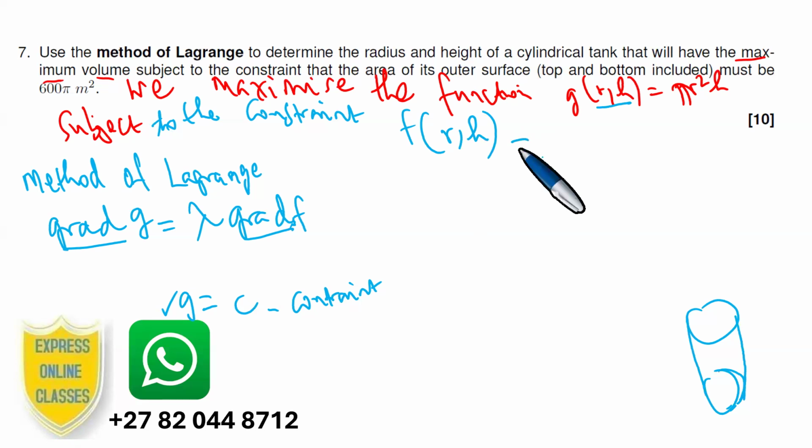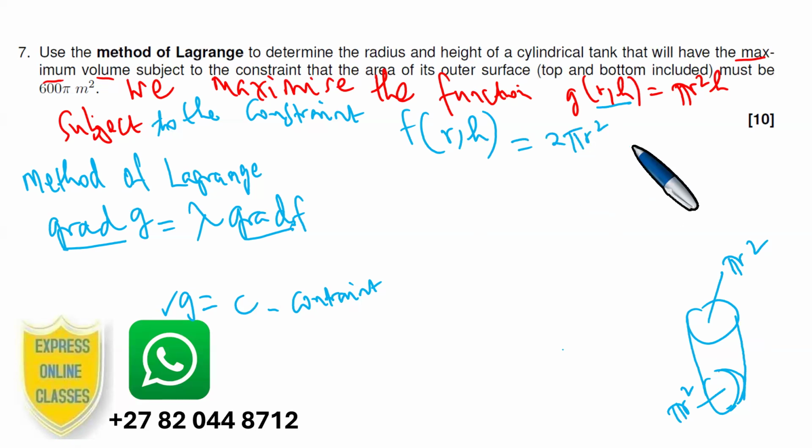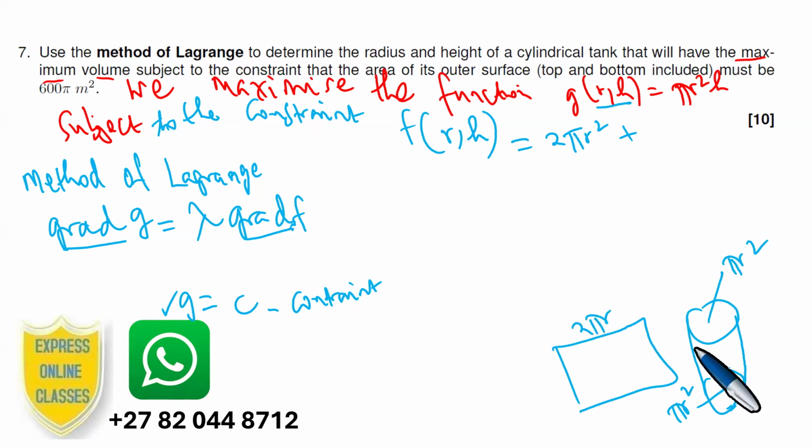So this would be what? The lid, because the lid is like a circle. So it's pi r squared, and this one is also pi r squared. Now you add pi r squared plus pi r squared, you get two pi r squared. But now this side, you can open it like this. When you open it, you'll find the circumference of it, because if you fold it a little bit to form the vertical side of the cylinder, this one becomes the circumference of a circle, which is 2 pi radius.